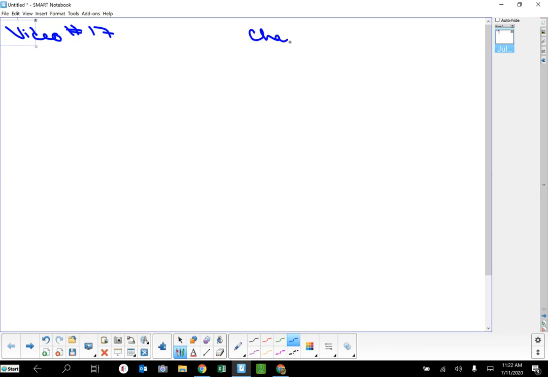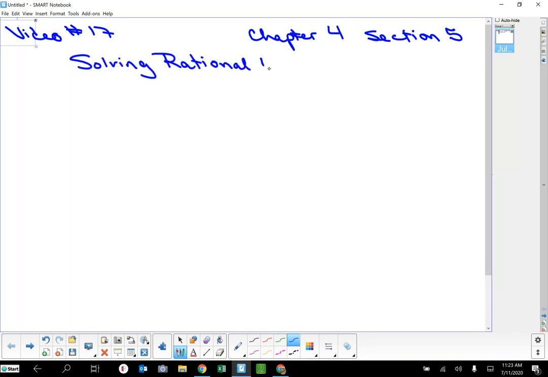This is chapter 4, section 5. And this is all about solving rational equations. And no matter how much you dislike this section, you should enjoy it because the next one is much worse. You won't like it at all. It's all word problems and things that you guys generally hate.